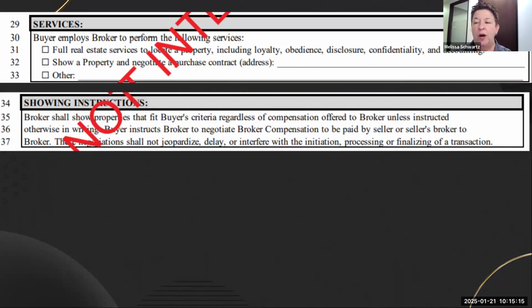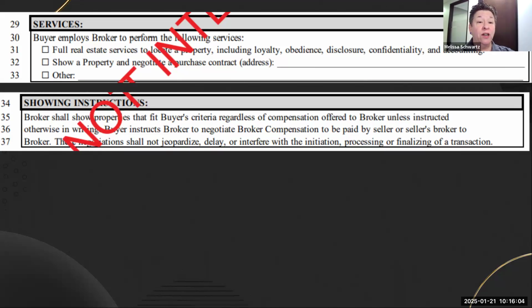Showing instructions. So I thought this was interesting, right? Broker shall show properties that fit buyer's criteria, regardless of compensation offered to broker, unless instructed otherwise. Now, how many of you know with the CAB form disappearing, there may or may not be any known amount that is being offered. So be careful stifling your buyers, because many listing contracts, only if it's added in, will even know what the seller's offering. There is no line beginning February 1st that will say seller's offering X whatever amount, right? That line is gone. 50 and 51 are gone. Right? Does that make sense?